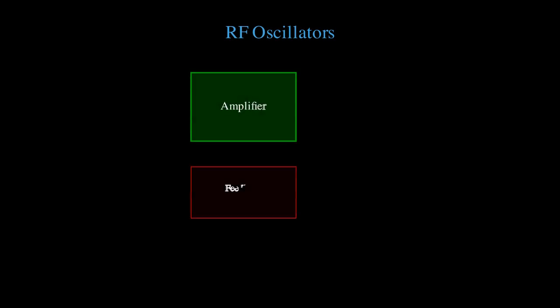RF oscillators generate the reference frequencies needed in RF systems. They convert DC power into AC signals at specific frequencies and must provide stable, clean output signals. An oscillator consists of an amplifier with positive feedback. The feedback network determines the frequency of oscillation, while the amplifier provides enough gain to overcome losses in the feedback network. The Barkhausen criteria must be met for oscillation to occur.